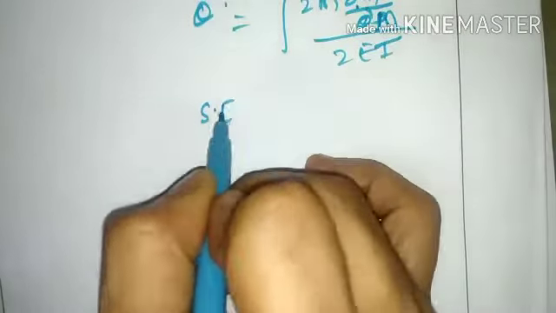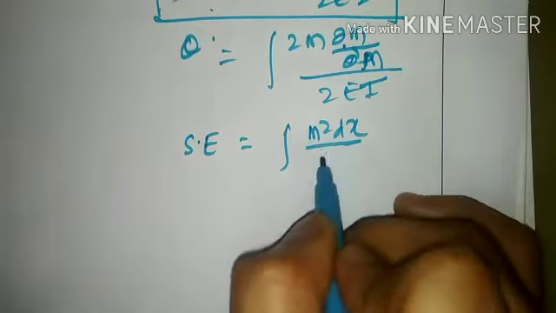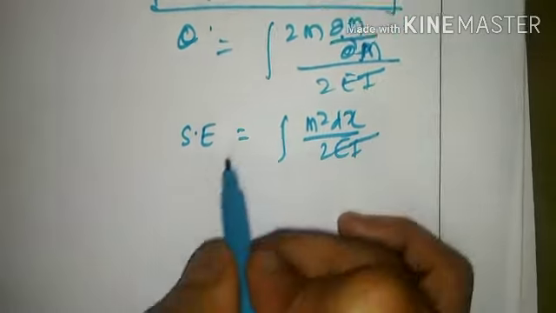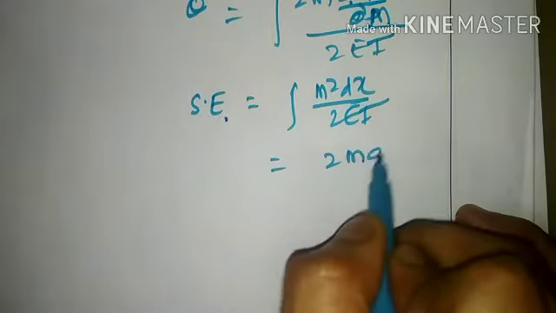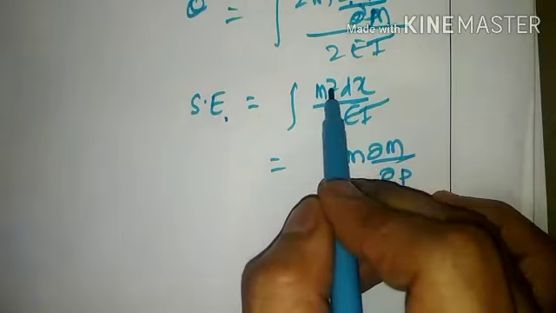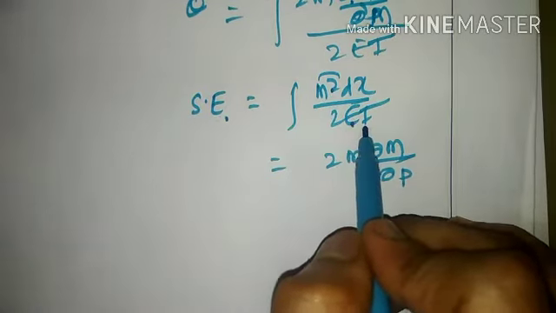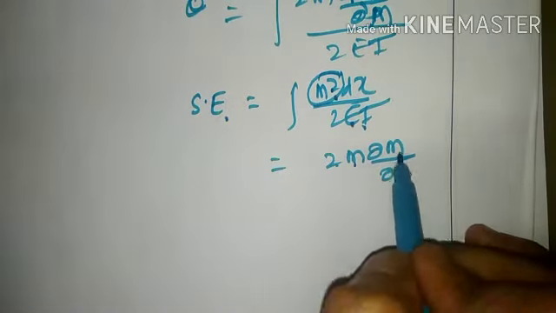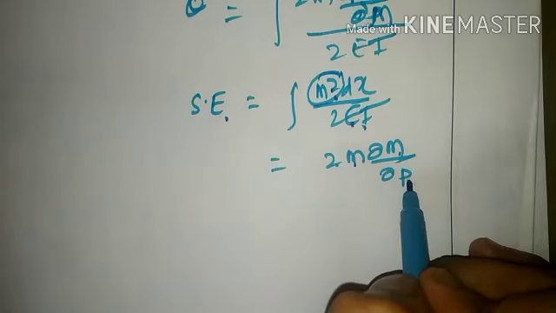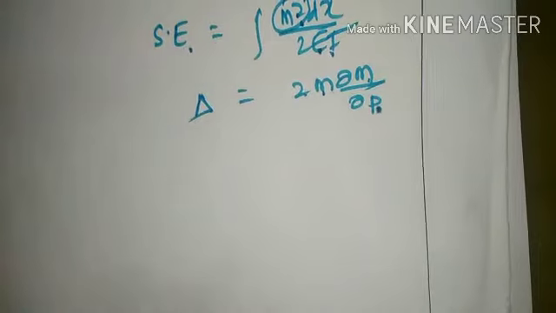So what is strain energy? To recall, the strain energy expression we derived in the previous class for bending was M square dx divided by 2EI. If I partially differentiate this term, it will come as 2M ∂M/∂P, because E, the modulus of elasticity, is constant and I is constant, so I will be differentiating the M term. Differentiation of M square comes as 2M ∂M/∂P. So when I differentiate this strain energy with respect to load, I will get the deflection at that particular cross section or point.